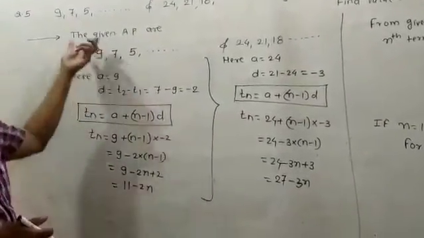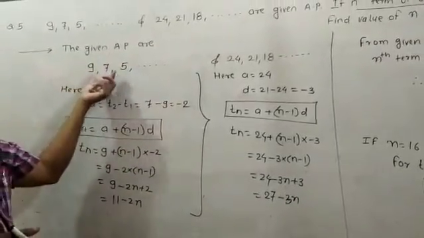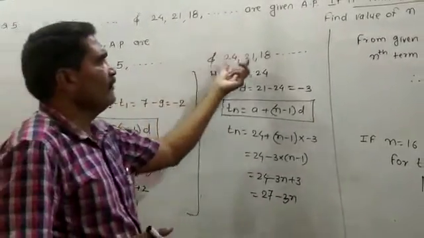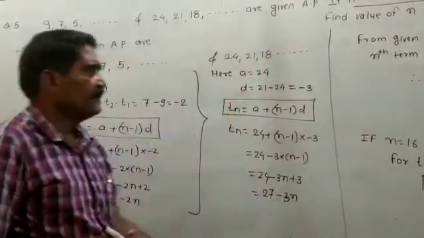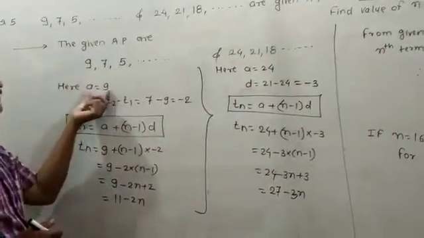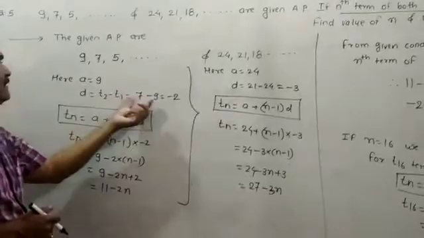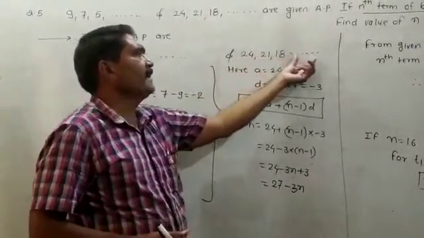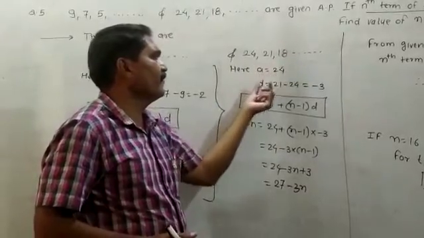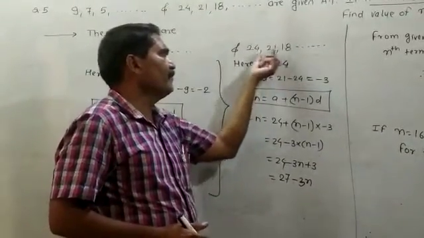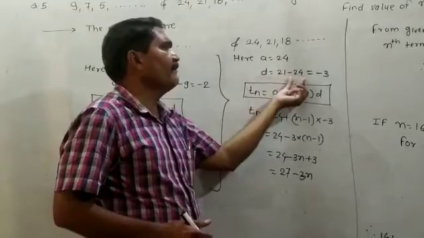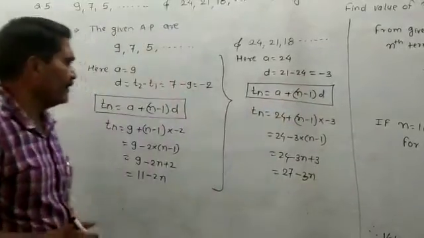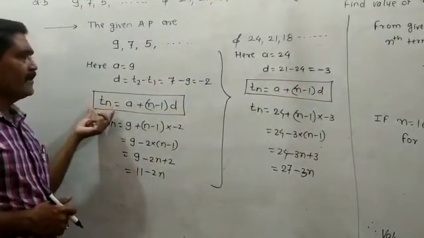Okay, so the given AP is 9, 7, 5, dash. Then I will say that A is equal to 9, D is equal to 7 minus 9, which is equal to minus 2. Here 24, 21, 18, dash, this is the other progression. A is equal to 24, D is equal to T2 minus T1, meaning 21 minus 24 is equal to minus 3. Then you have to utilize the formula of Tn.